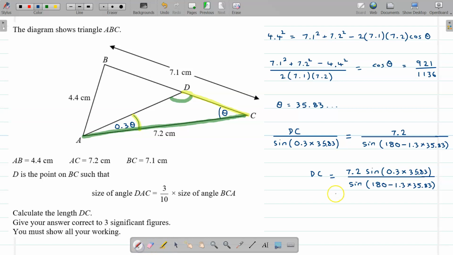Put that on the calculator and you do indeed get the length DC, which is 1.848, etc. But you say that's equal to 1.85 centimeters to 3 significant figures. And that is the correct answer to that question. And that's the end of those 5 GCSE questions.